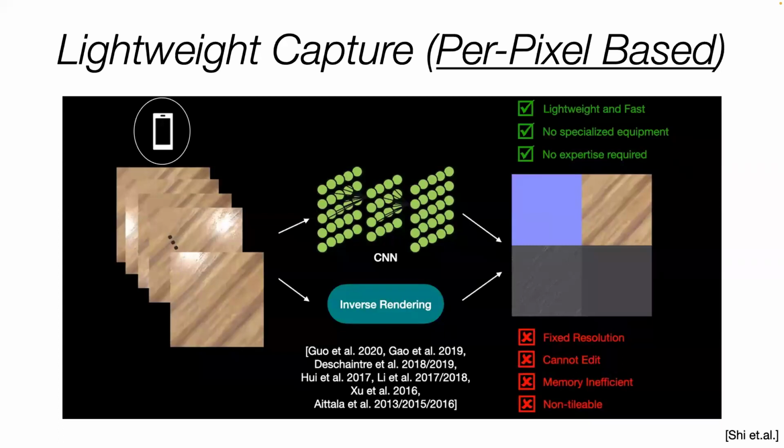And this method is very good. There are a lot of papers in this area. It's lightweight, it's fast. You don't need any specialized equipment. And once you have the system in place, it's easy to do. But it has some issues, because you have a fixed resolution. You cannot edit the material, and it's memory inefficient, because you have a big neural network to do this. It's not editable, because you cannot change the parameters.